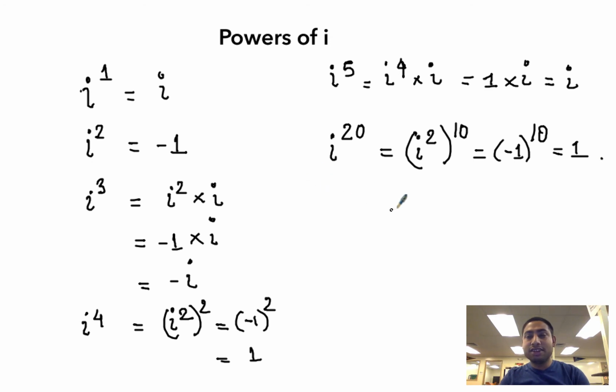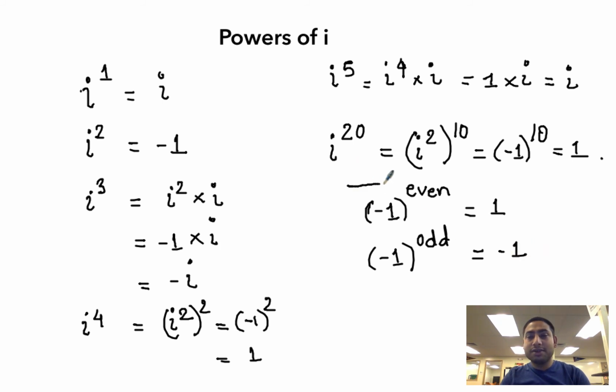Okay, so it's important to remember this fact. If I raise negative 1 to an even power, like 10, 12, 24, whatever, I'll get 1 back. And if I raise negative 1 to an odd power, like negative 1 cubed or negative 1 to the 7th, whatever, I'll end up with negative 1. So if you remember this, it's going to be very, very helpful.